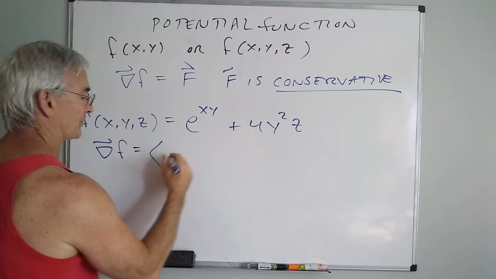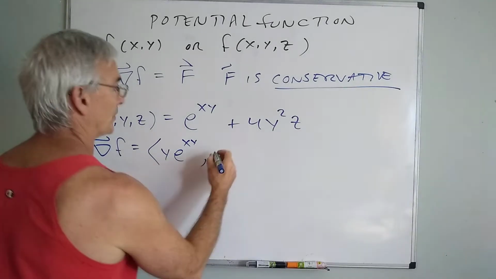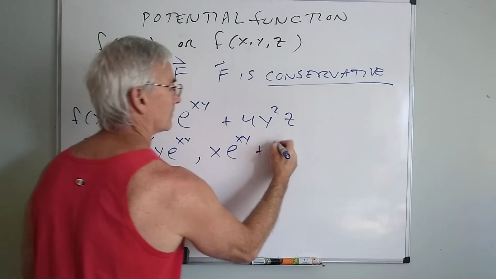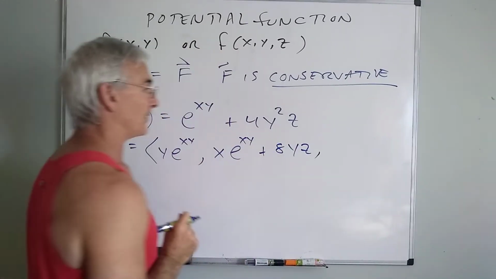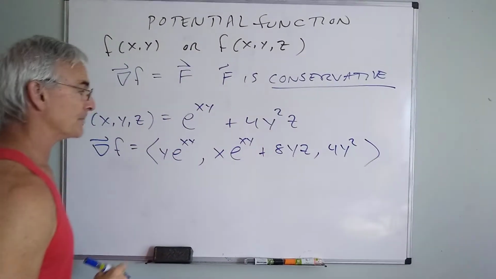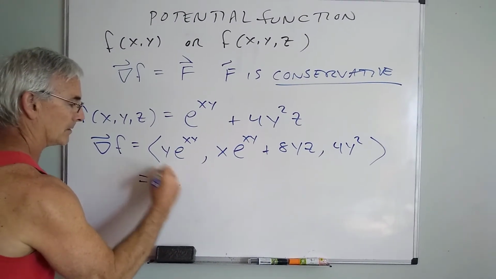First we take the partial with respect to x. Then we take the partial with respect to y. And then finally the partial with respect to z. And we've created a 3-dimensional vector of force that actually is conservative.